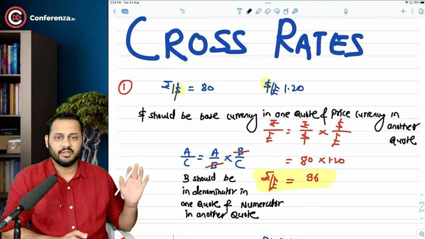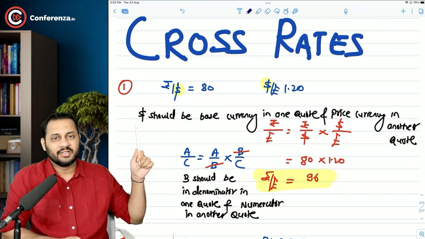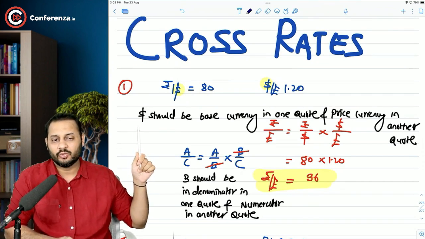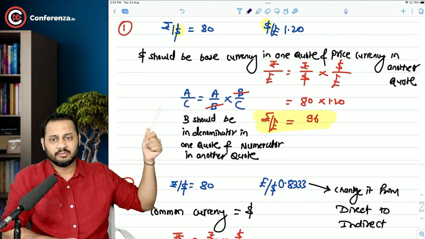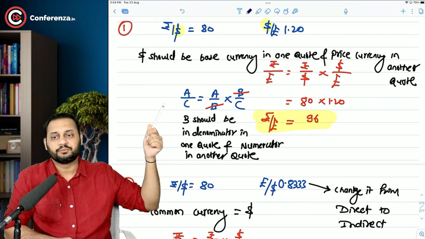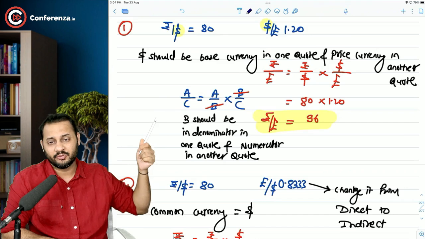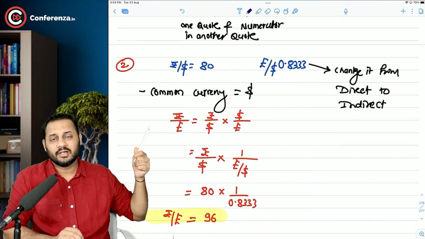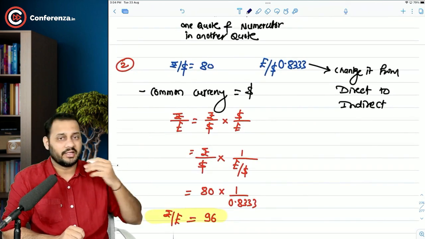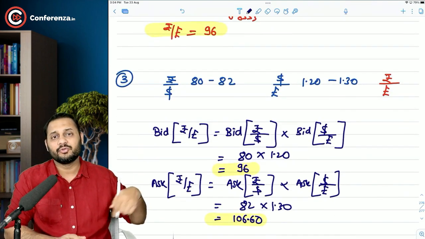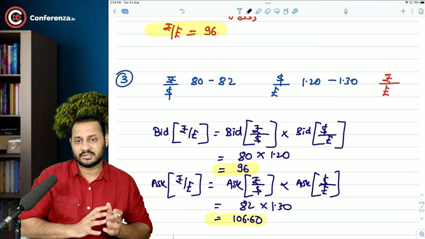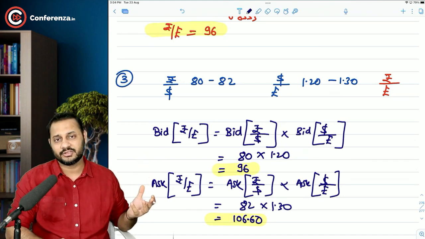What we have learned till now, let's complete it. In the first part, we learned that the common currency should be the base currency in one quote and the price currency in the other quote. We learned about this cross currency rule that we learned in school days as well: A by C is equal to A by B times B by C. In the second part, we learned how to convert from direct to indirect so that we can match the equation. In the third part, we introduced two-way quotes, that means bid and ask, and learned how to calculate the cross rates of bid and ask.